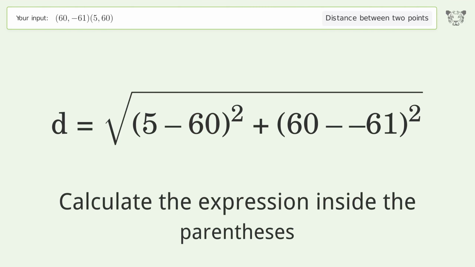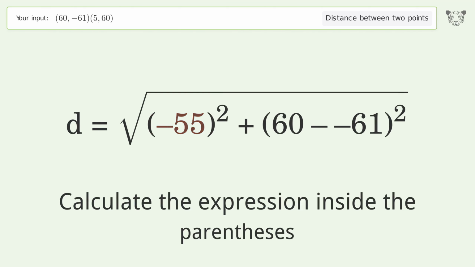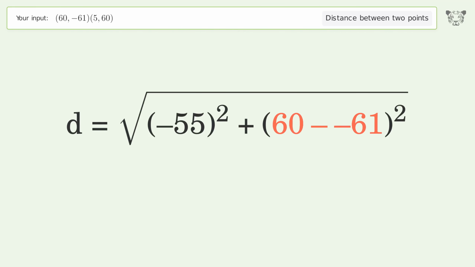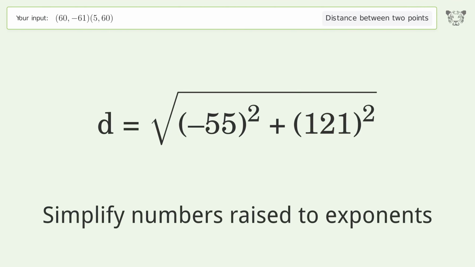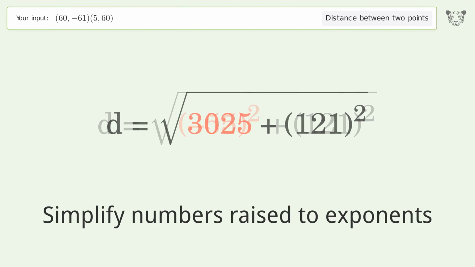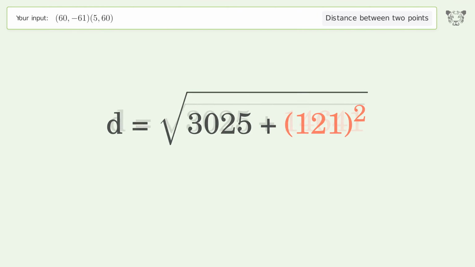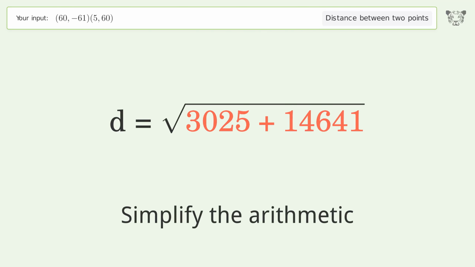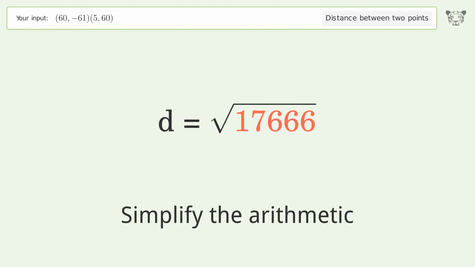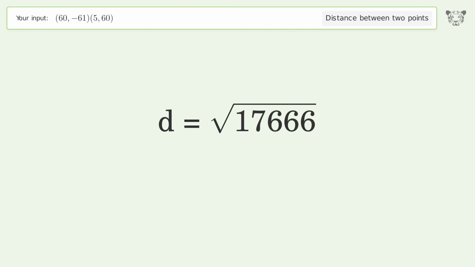Calculate the expression inside the parentheses. Simplify numbers raised to exponents. Simplify the arithmetic. And so the distance between the 2 points is the square root of 17,666, or 132.914.